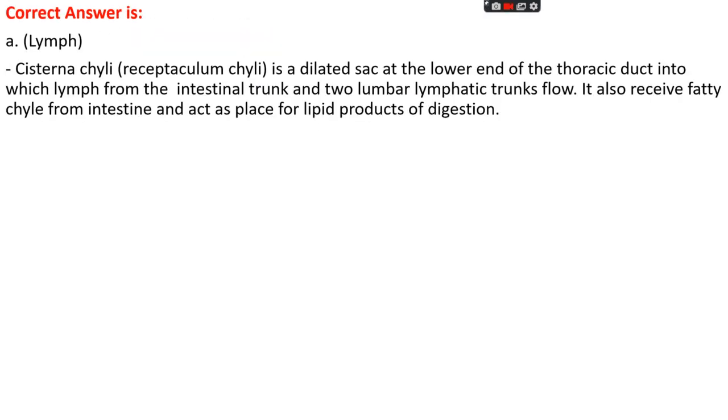Cisterna chyli, also called receptaculum chyli, is a dilated sac located at the lower end of the thoracic duct, into which lymph from the intestinal trunk and the two lumbar lymphatic trunks flows. It also receives fatty chyle from the intestine, and acts as a place for lipid products of digestion too.